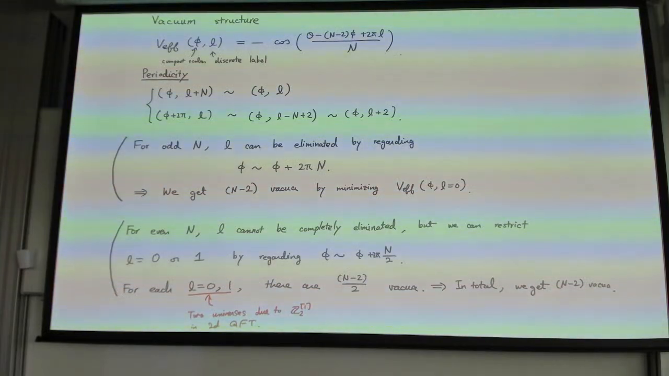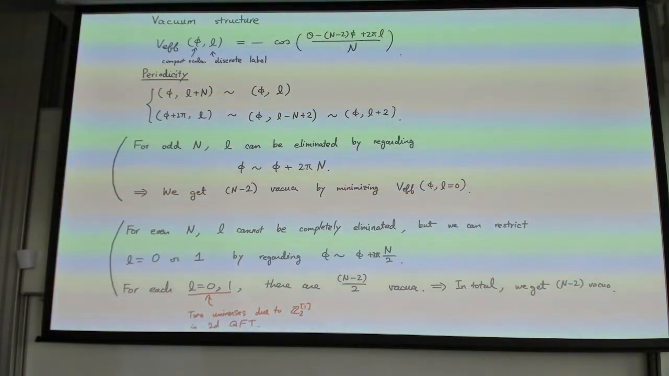Since time is almost out, if you analyze this kind of cosine-type potential, the details of the analysis depend on whether n is odd or even, but the outcome is that in both cases you get n minus 2 vacua, and this is consistent with the discrete higher symmetry breaking.